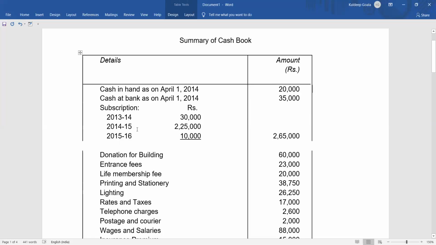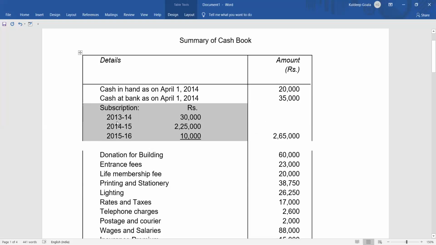Okay. Then coming to the next one, subscription. This is also a receipt. And the concept, as I already told you, is that all the items that we are going to receive in this particular year, the current year, will come here. Whether that item relates to the previous year or the next year doesn't matter. If we are receiving it in this year, it will be recorded.